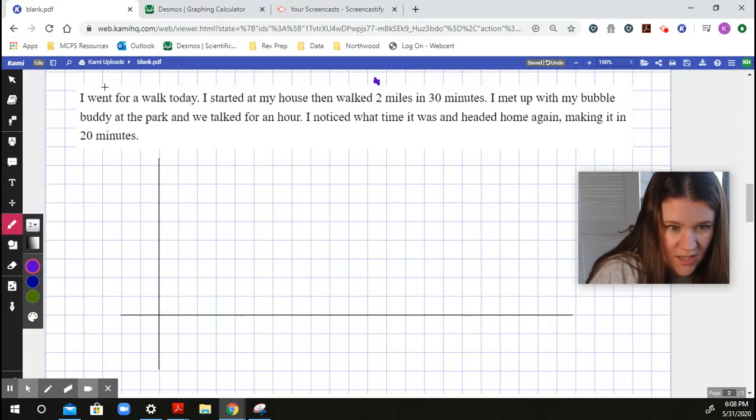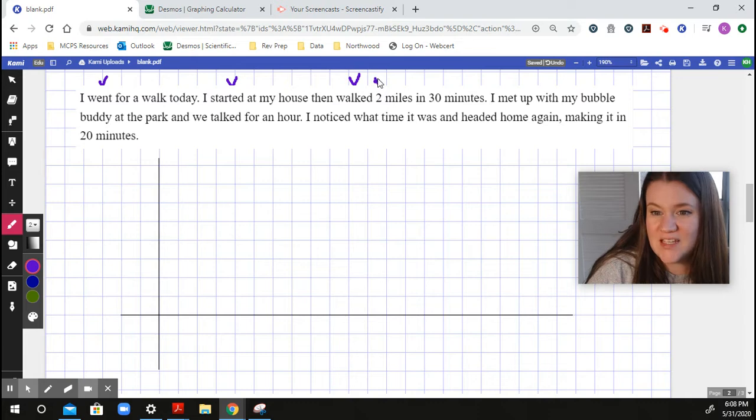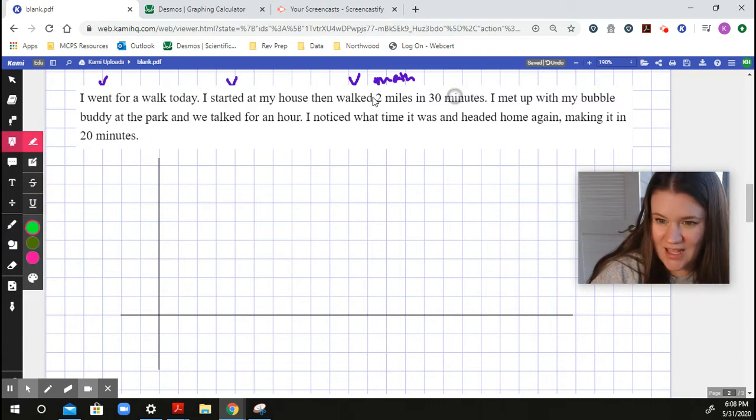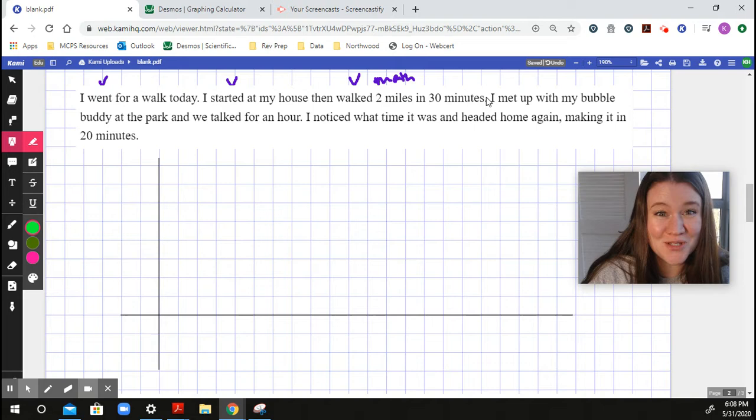So here we have our verb, we walked. This is the math, right? I'm sorry, I can't write over it. Here's the math. I walked 2 miles in 30 minutes. Here it is. Let me see if I can highlight it. Nope, but you see where I'm talking.